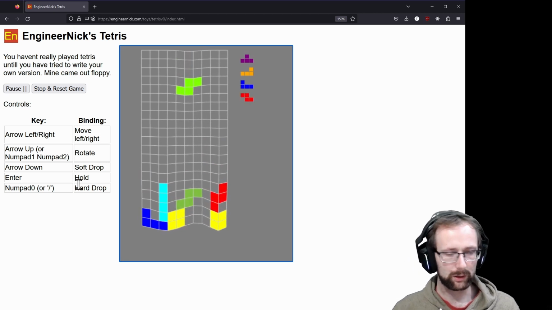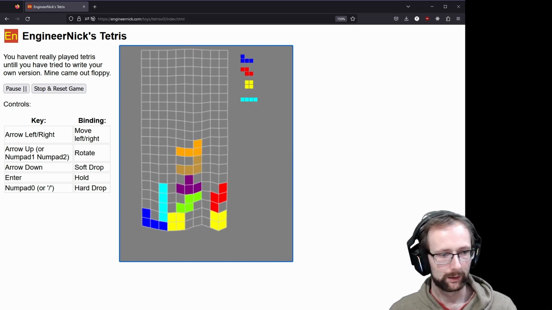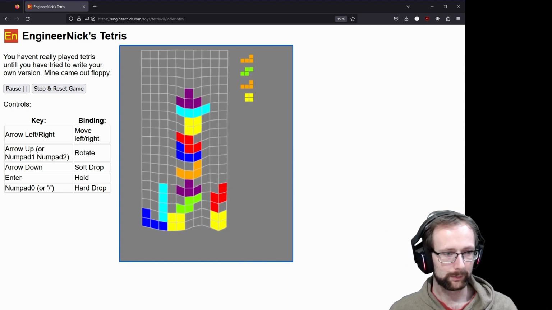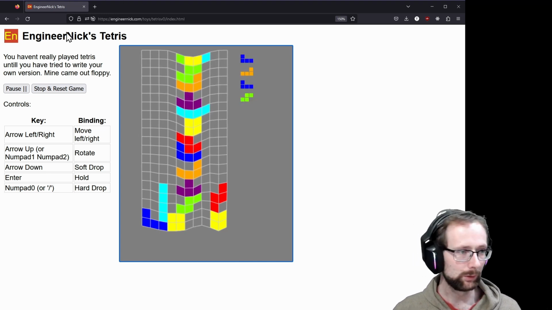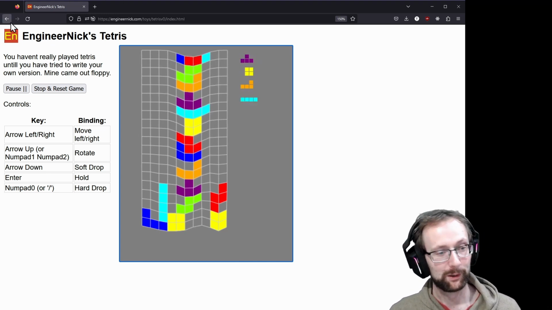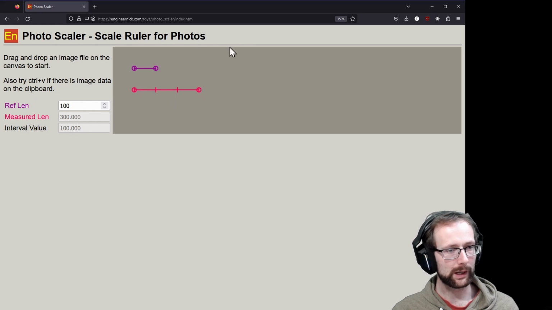Okay, there's nothing special about this. The weight of the blocks just drags it down. Let's fill it up, and yep, indeed, the weight of the blocks holds it down. I don't know why. I thought that would be cool, but there you go. Wobbly Tetris. Moving along. Here's an earlier version of Photoscaler, which appears to be broken.